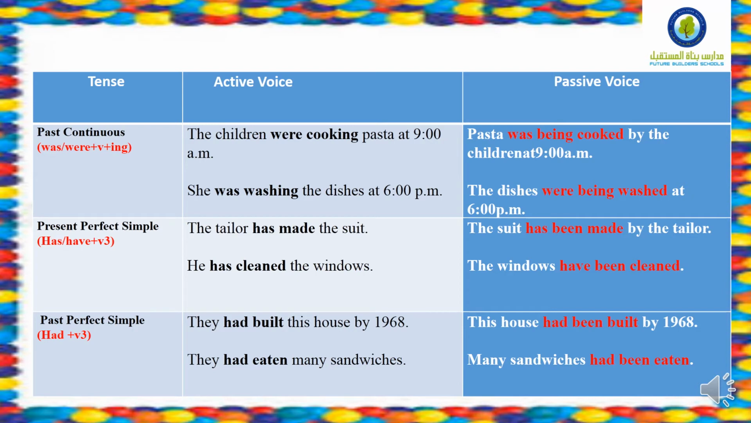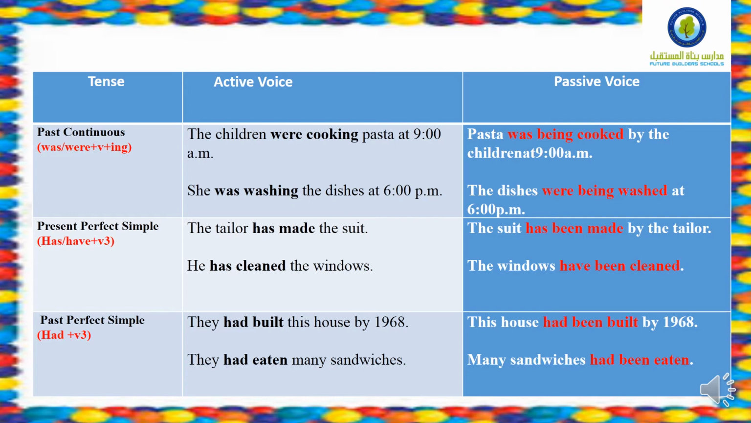Now, for the past perfect, the same as the present perfect, we also take been. But instead of putting has or have, we put had. So, they had built this house. They is the subject, had built is the verb, this house is the object. You bring this house. Then you add had, now had for singular and plural, because it's past perfect. And you put been, then verb 3 from built, built, by 1968. Then, they had eaten many sandwiches.